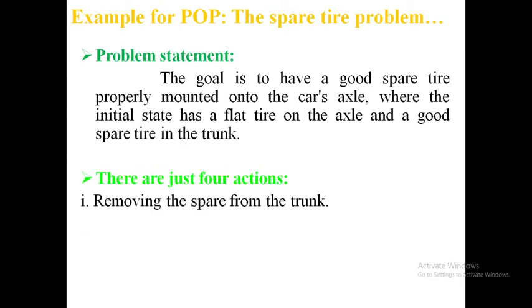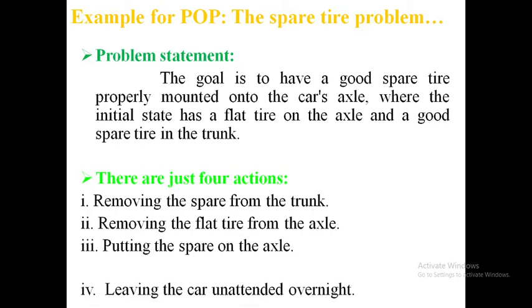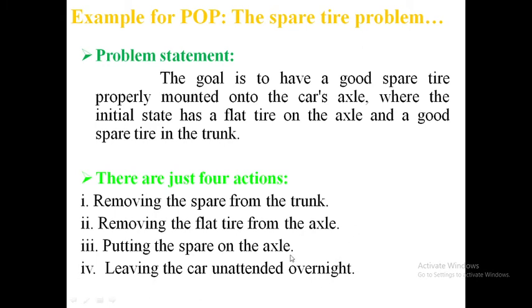Okay, right, let us see. He has started with removing the spare tire from the trunk, then removing the flat tire from the axle. The next step is he removed the flat tire from the axle, and finally putting the spare on the axle. So these are the three things we have to do, but an extra possible step is there. We don't have any spare, and we can't move further from there. So what you have to do is just leave the car unattended overnight.